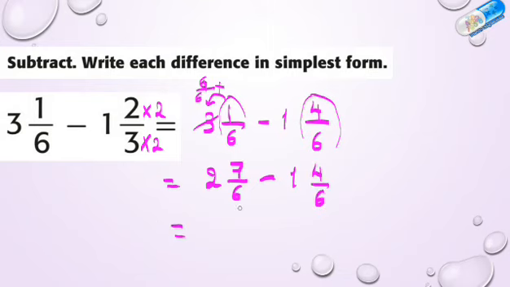Now look at 7/6. It became greater than 4 over 6. So we can now subtract 7 over 6 minus 4 over 6, which gives us 3 over 6. And 2 minus 1 equals 1. Now we got the result, but we did not simplify it yet because 3 over 6 can be simplified by dividing up and down by 3. So the answer is 1 and 1 over 2.